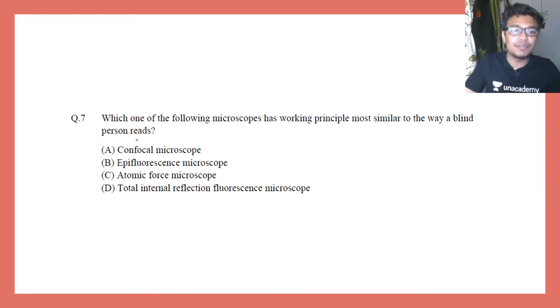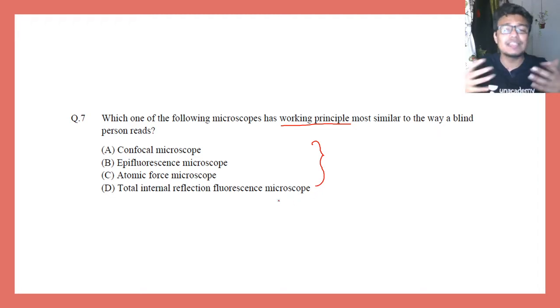So look at this. Here, the principle. Which one of the following microscopes has a working principle most similar to the way a blind person reads, right? Confocal microscope, epifluorescence microscope, atomic force microscope, total internal reflection microscope. So you just need to know the names of these microscopy techniques and where they can possibly be used and what the key principle is, and that's all you need to know for IIT JAM. Here the correct answer is atomic force microscope. The atomic force microscope has a cantilever, and this kind of microscopy is used to understand the surface topology of specific biological specimens or even non-biological specimens as well.